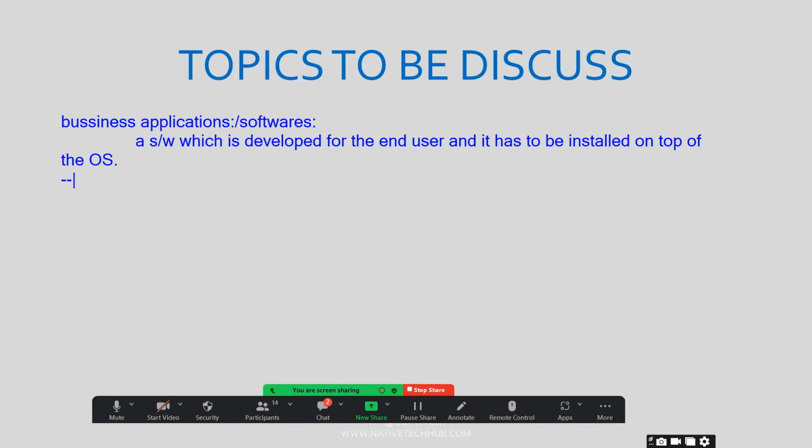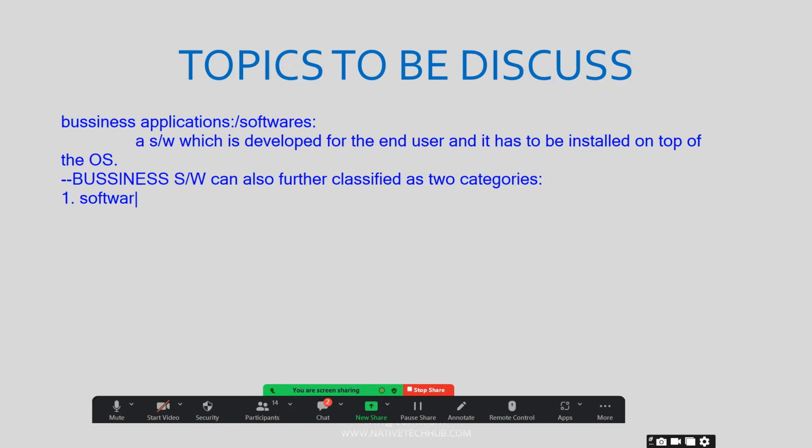Let me classify business applications. Business software can be further classified into two categories. One is software product. Obviously we might sometimes misunderstand: what do you mean by software product and what do you mean by software project?